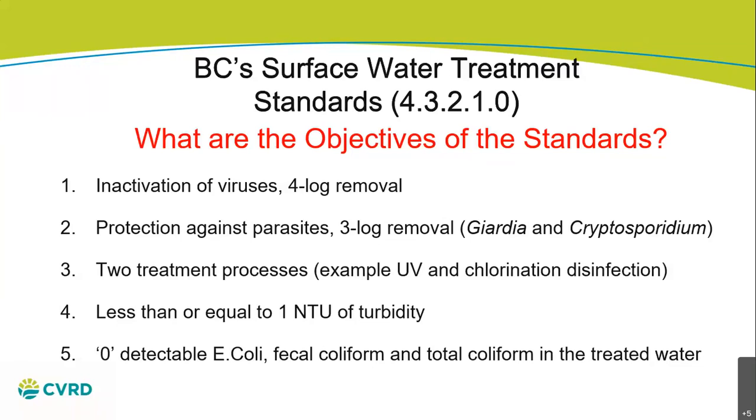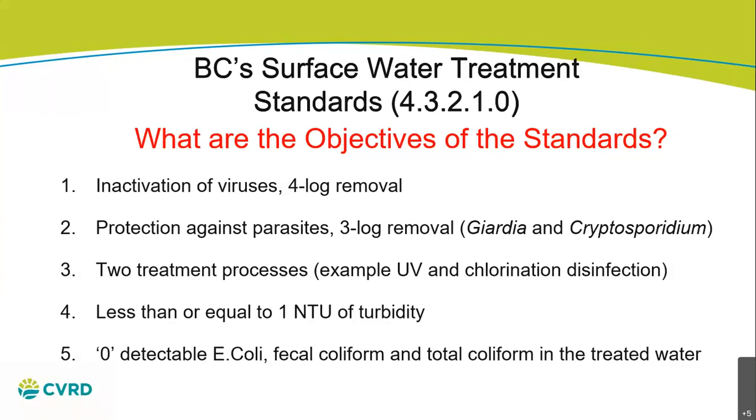The fourth standard is less than or equal to 1 NTU of turbidity. NTU is a measure of turbidity or cloudiness of the water. And so if you have turbidity in the water, then that has to be reduced to 1 NTU or less. We actually are very fortunate in that our water source from Stocking Lake is almost 100% of the time below 1 NTU naturally. So we have an excellent water source, but we still have to meet these standards.